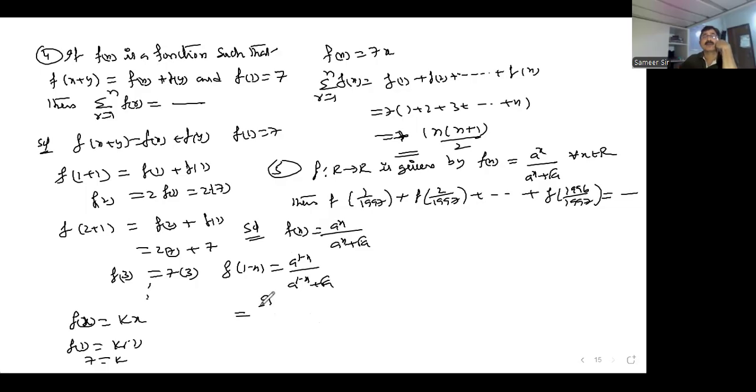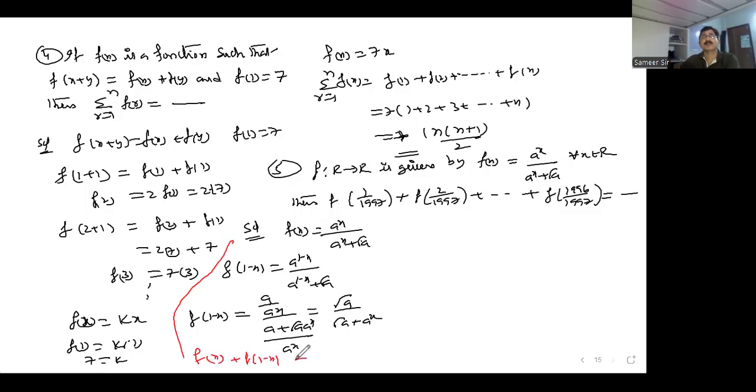Yeah, I'm simplifying a by a to the power of x. Here a plus root a times a to the power of x by a to the power of x. So I may get like this now, root a by root a plus a to the power of x. This is f of 1 minus x. So now if I add here f of x plus f of 1 minus x, probably we are getting what? One.